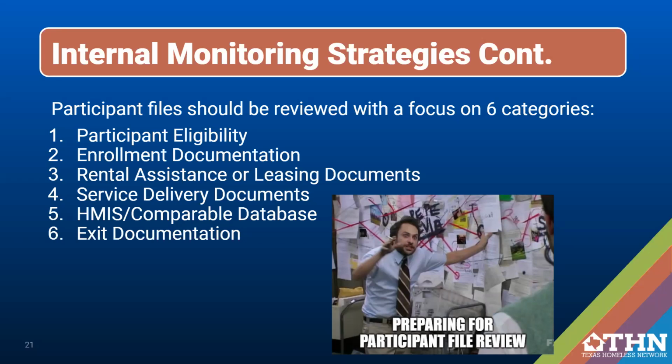And then finally, also looking at exit documentation. This could include a copy of a participant's termination letter. If there is an involuntary termination, we'd also want to see documentation that all the appropriate steps were taken before that termination. That means multiple contact attempts, making sure the client knows they have a right to appeal that decision, and items like that. I think there are definitely more things that need to be checked when doing a participant file review. These are just a few examples. At THN, we have some internal monitoring guidance that I've just dropped into the chat that goes into a bit more detail of what those participant file reviews should look like.